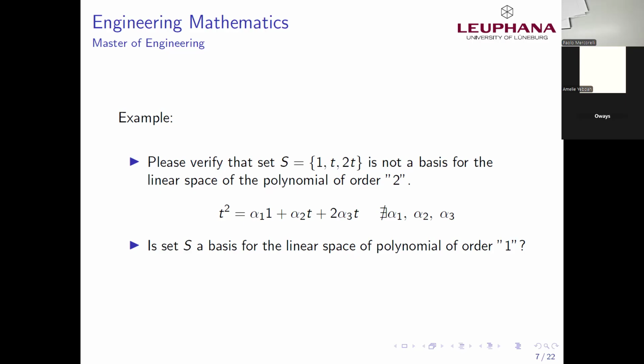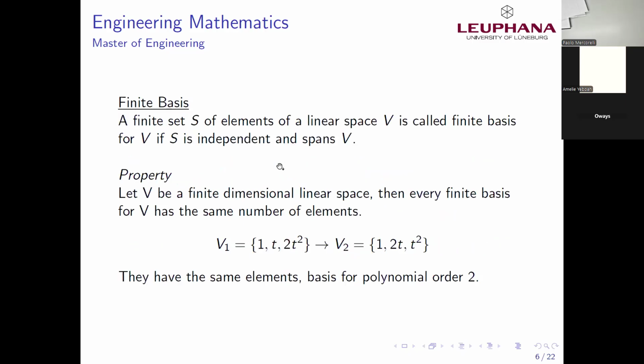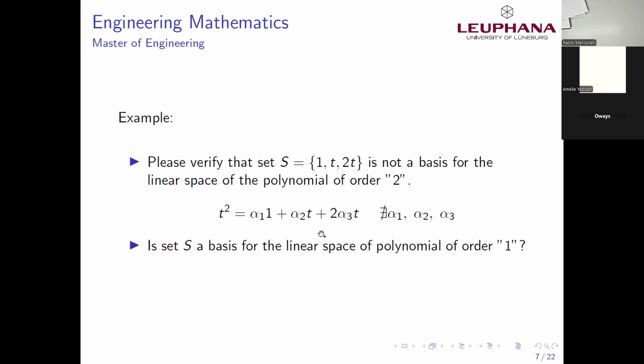If I'm thinking about order 2 as before, this exercise is basically connected with this one. Because I cannot generate a polynomial of order 2. It's easy to show: an element of order 2 cannot be generated by these 3 elements. This means the set S is not a basis for the linear space characterized by polynomials of order 2.